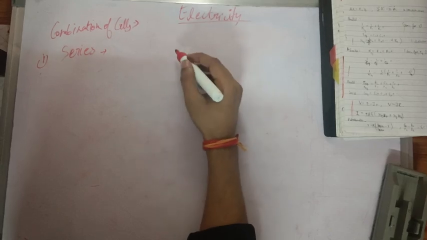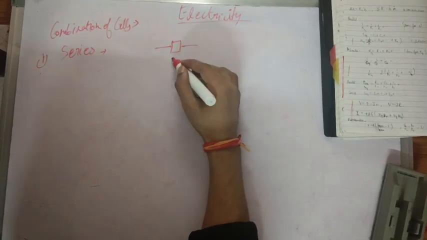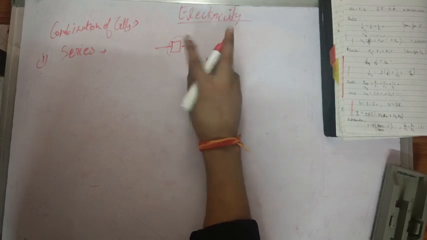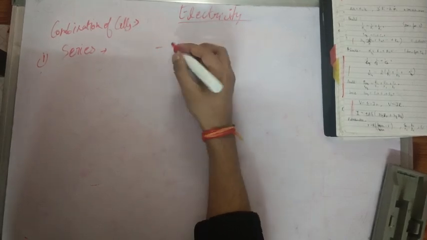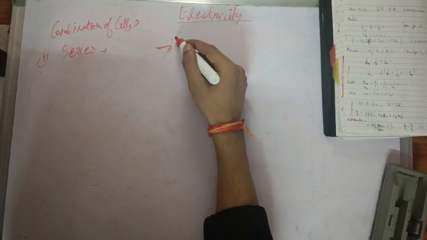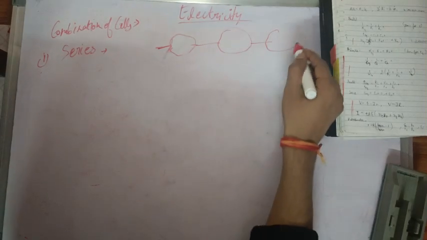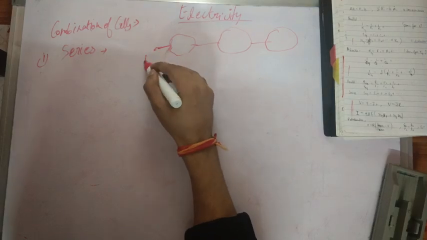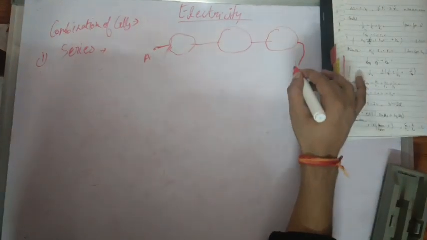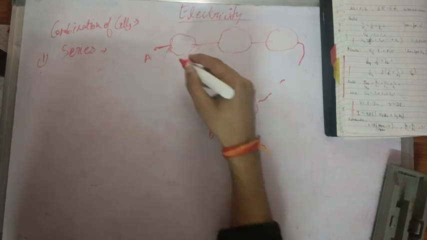In series combination, let's say there is a cell here, one cell is here, there is one cell here. I am representing it by a box for right now. I will tell you later why. Let's say one cell is placed here, one cell is placed here, one cell is placed here. This is end A, and dot dot dot. This is the last cell here. This is the end B.